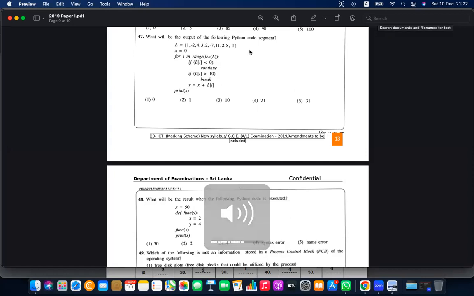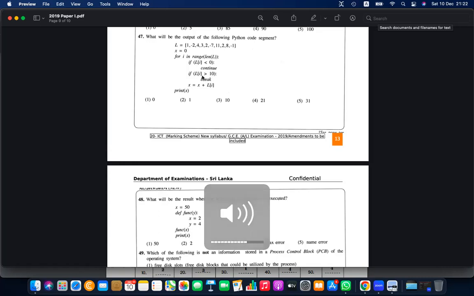What will be the output of the following Python code segment? There's a list given, x equals 0. For i in range, length of L. What is L? Length of L means 1, 2, 3, 4, 5, 6, 7, 8, 9, 10 elements. If L[i] is less than 0, continue, you're skipping. If it is a negative number, you're skipping. If L[i] is greater than 10, you are breaking. Otherwise, you are adding. So that is a bit confusing, right?